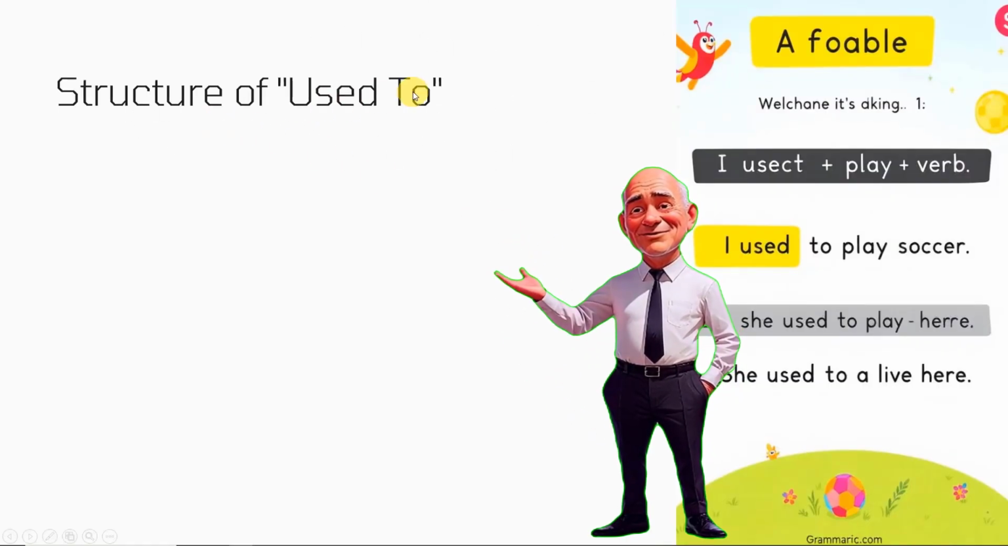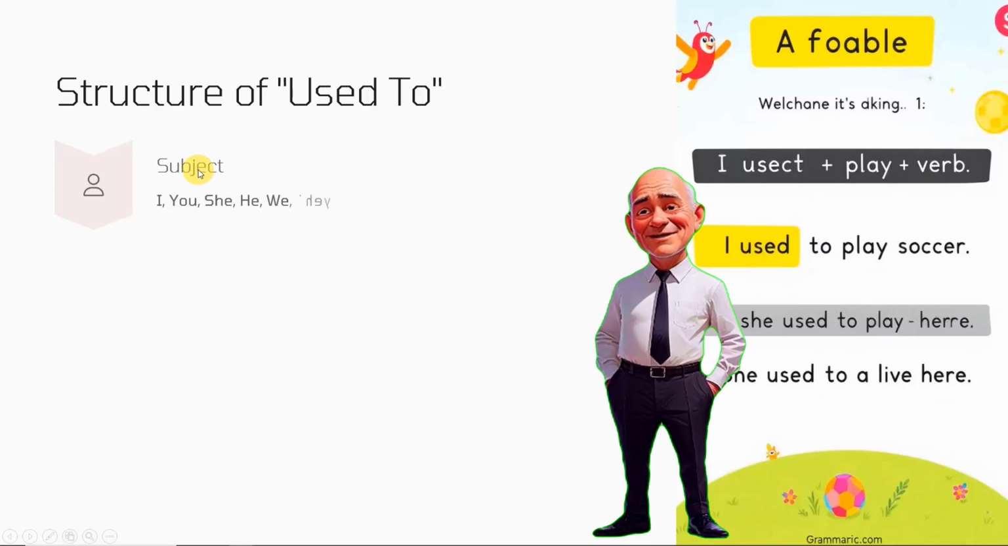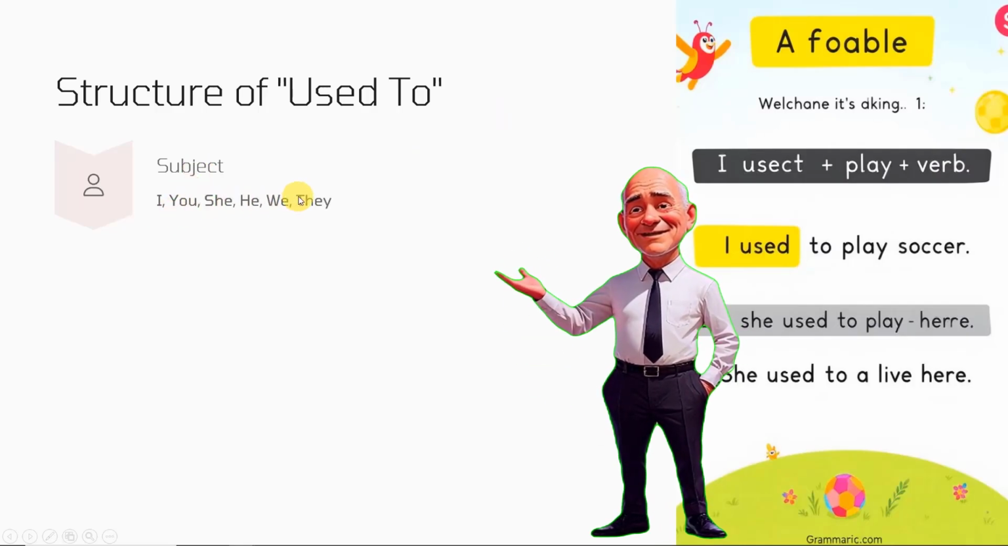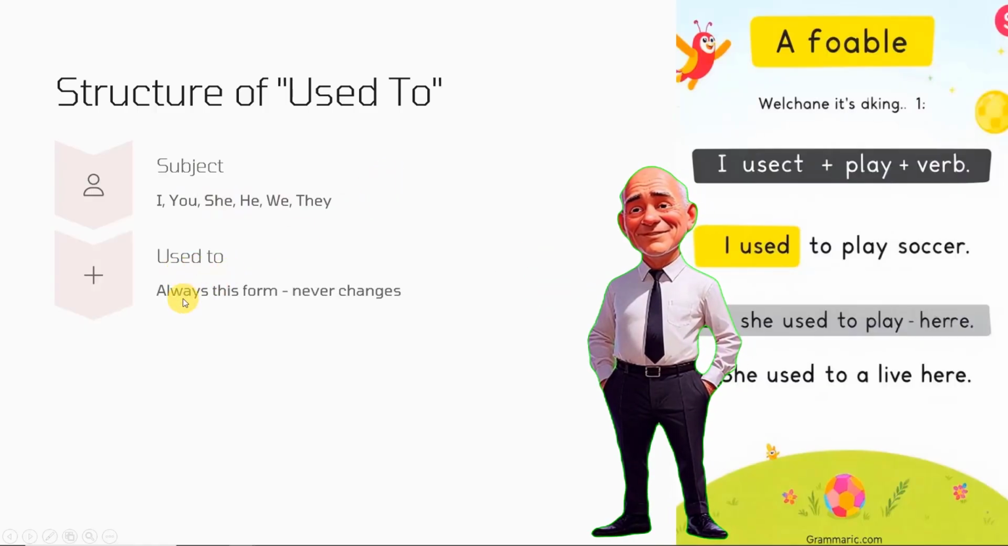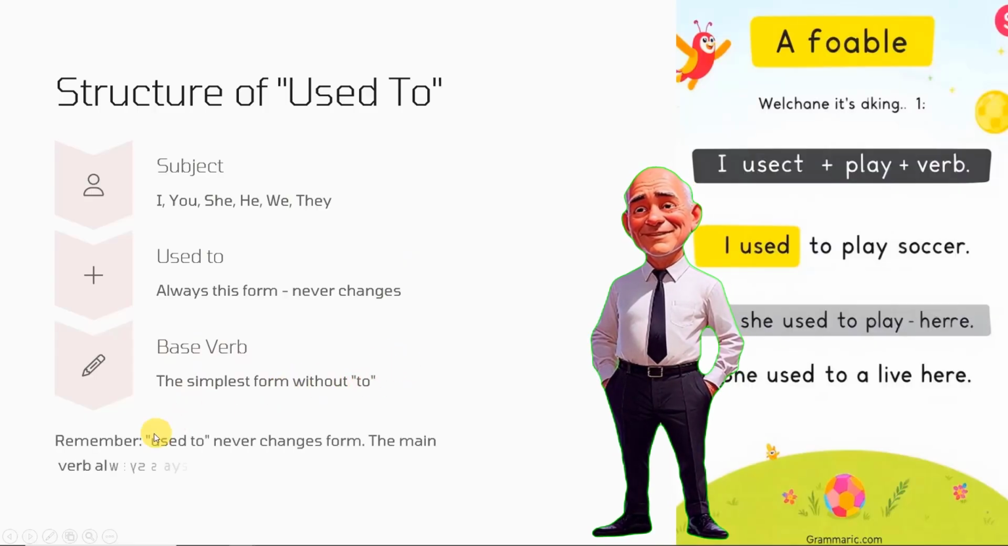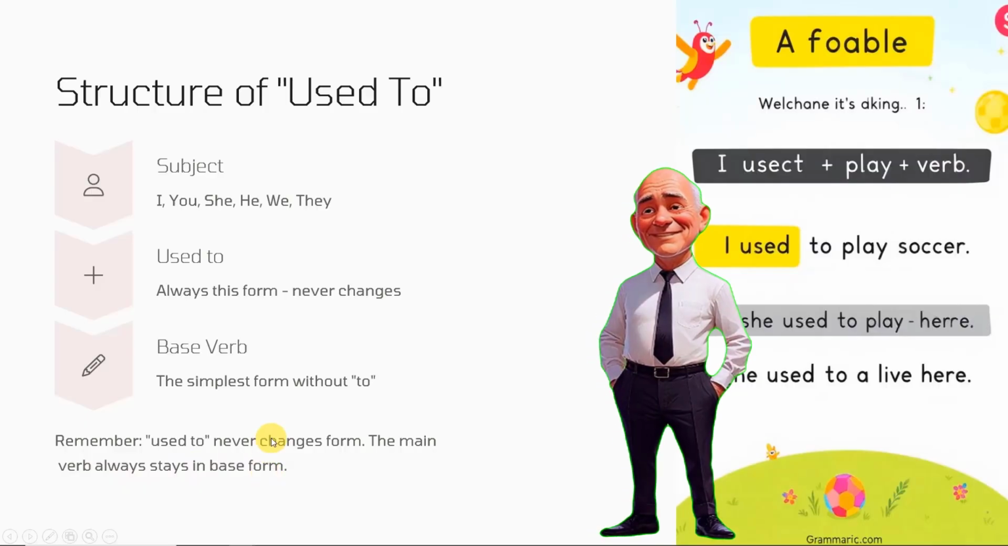Structure of used to. Right? Yes, guys, it's important to always get the structure of your sentences and questions correct. Subject. I, you, she, we, they. Right? Used to, always this form. It never changes, right? And of course, the base verb, the simplest form without to. Remember, used to never changes form. The main verb always stays in the base form.